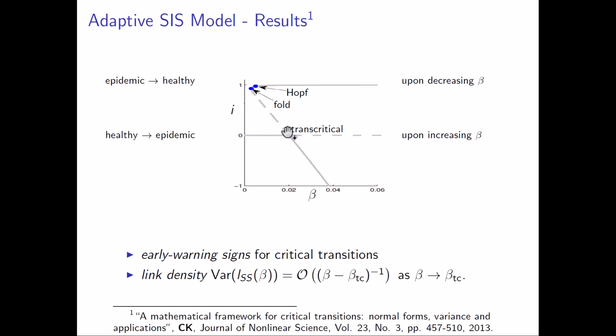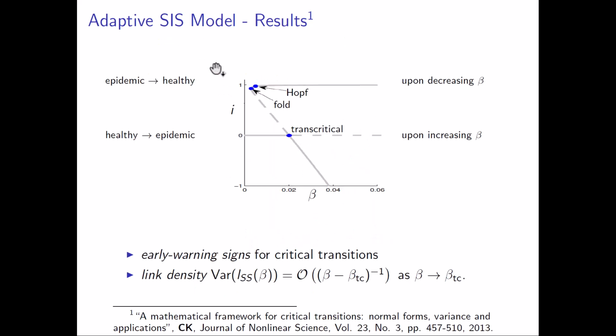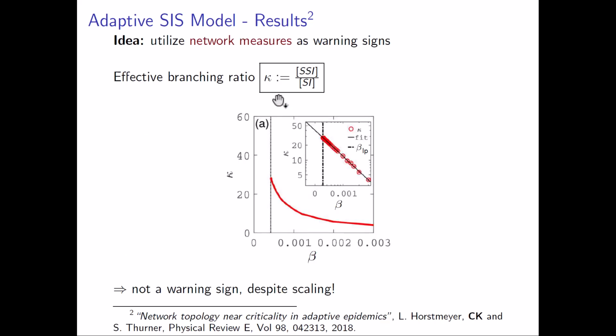But then we were wondering, well, we are actually in a network problem, so we have all this great network science machinery. Can we use that actually? So the idea was, what can we do with network measures as warning signs? So let us focus on the upper branch. Of course, we could use standard SODE theory and check whether we can find warning signs for the fold. But we could also think, well, the network is changing. Maybe I can use network quantities to figure out how far I am from the bifurcation point if I decrease my beta.